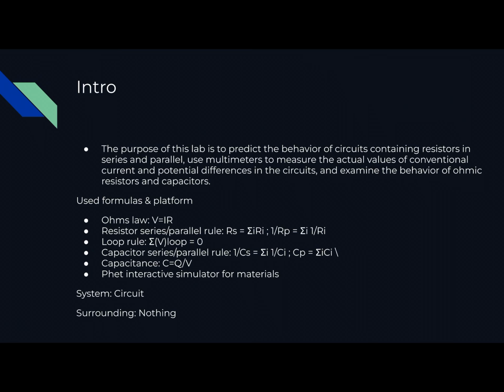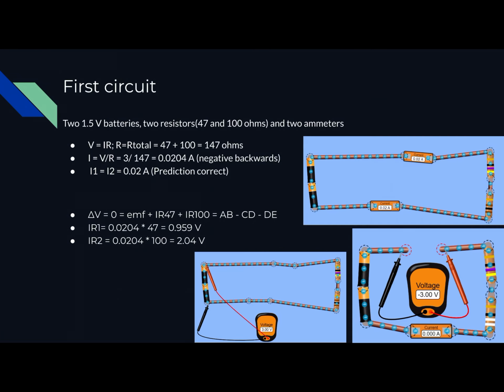We use formulas as a platform, where Ohm's law is voltage equals current times resistance. The resistor series and parallel rule is that resistors in series equal the sum of the resistors, while for resistors in parallel, 1 over the resistance is the sum of 1 over each resistance. The loop rule is that the sum of the voltages in the loop equals 0. For capacitors, we also have the capacitor series and parallel rule, just in case. And the capacitance is charge divided by voltage, and we use PhET Interactive Simulations for materials. Also, just in case, for points, the system circuit surrounding is nothing.